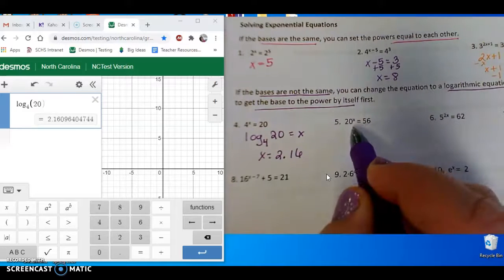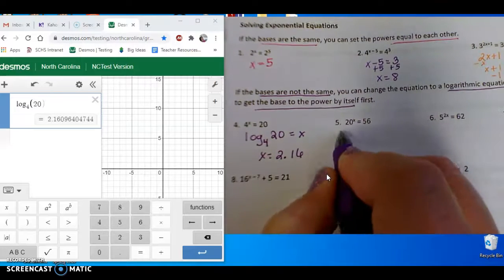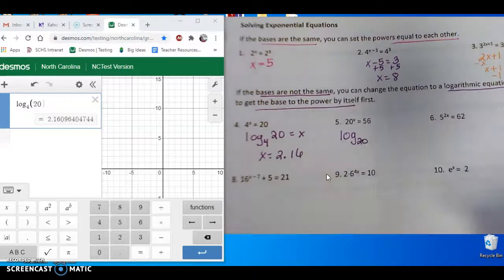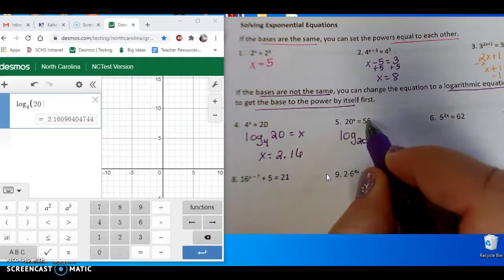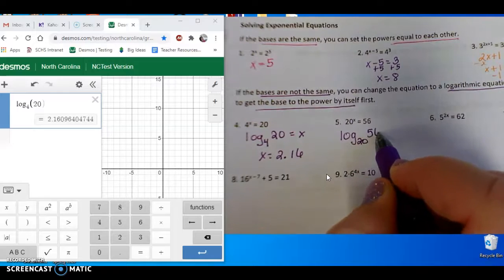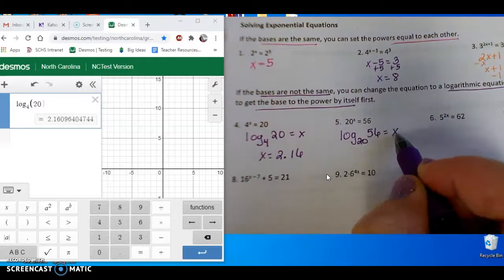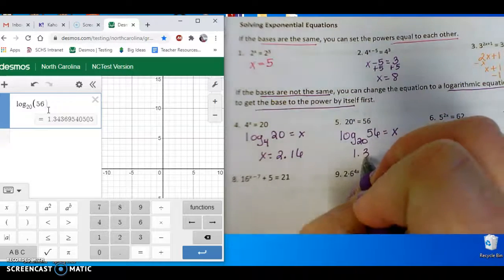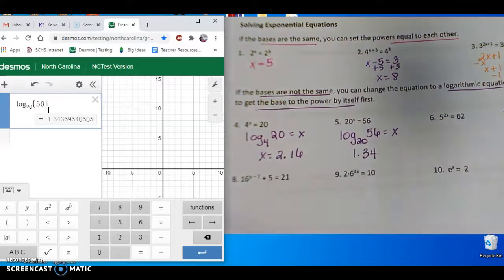So number 5, if I rewrite that in exponential form, 20 is the base, so 20 would come down here. I go all the way around, so 56 is here. And then the power is next. So in Desmos, I'm going to put 20 there, 56 there, and we get 1.34.